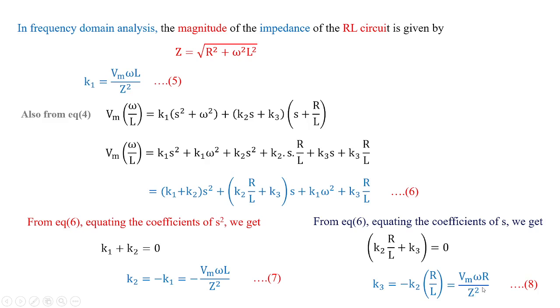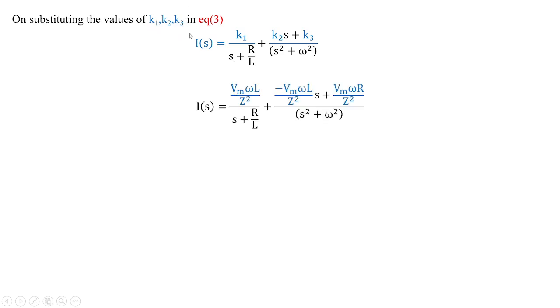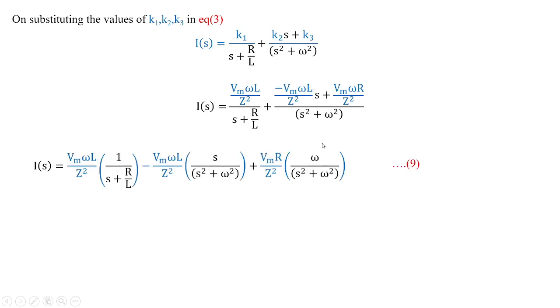Now I have the values of K1, K2 and K3, which are given by equations 5, 7 and 8. I'll replace K1, K2, K3 with the actual values obtained in equations 5, 7 and 8. I'm reframing this equation as equation 9, the standard form. Now you can see I have the parameters and the Laplace inverse values obtained here, so just apply the Laplace inverse to this Laplace value.